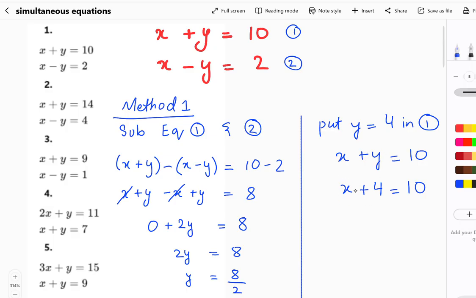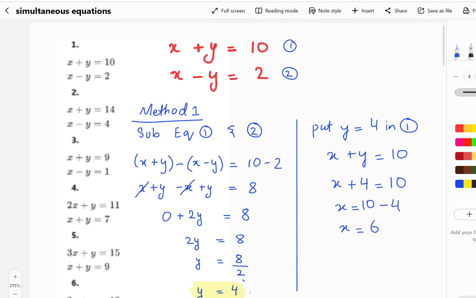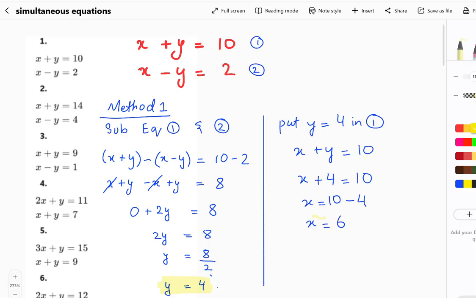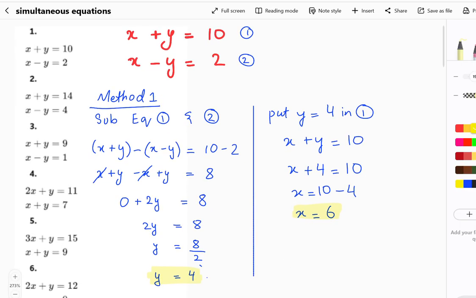To find out the value for x, you just need to move 4 around. It is adding, so you need to do the opposite, take away. So 10 take away 4, and it leaves you with 6. So did you get the value for the other variable as well? Yes. Variable x equals 6 and y equals 4. That's what you had to do.